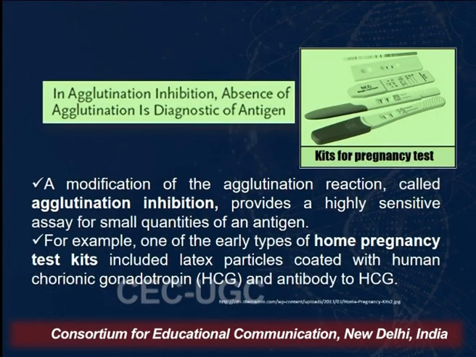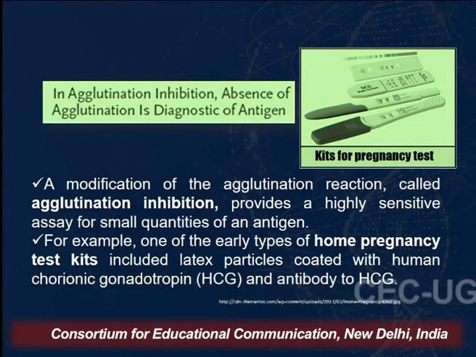Now, the agglutination inhibition reaction or these particular techniques have been further utilized in the development of various kits. One of the important kits which have been developed over the years is the home pregnancy test kit. So, we know that a female who is pregnant will have a higher concentration of the HCG hormone, which is human chorionic gonadotrophin hormone. So, the HCG hormone concentration will be higher in pregnant women.